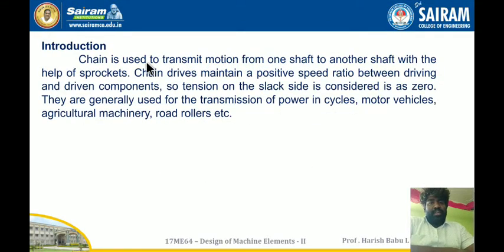Coming to chain drive, a chain is used to transfer motion from one shaft to another shaft with the help of sprockets. It is a drive that maintains a positive speed ratio between the driving and the driven components. The tension on the slack side is considered as zero. They are generally used to transmit power in cycles, motor vehicles, agricultural machines, rollers, etc.